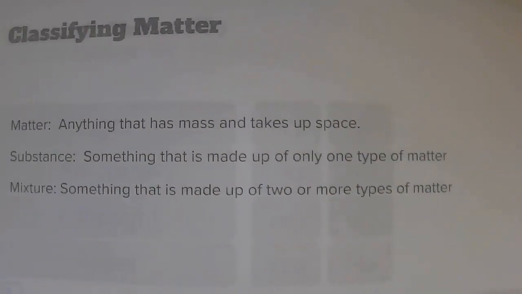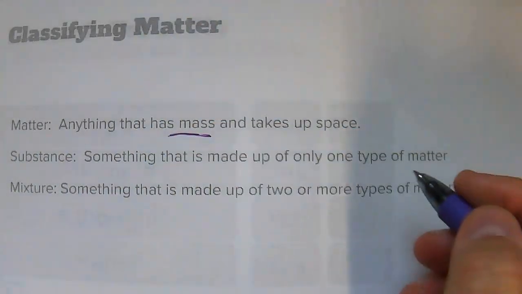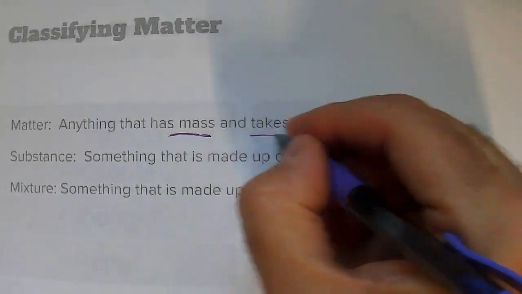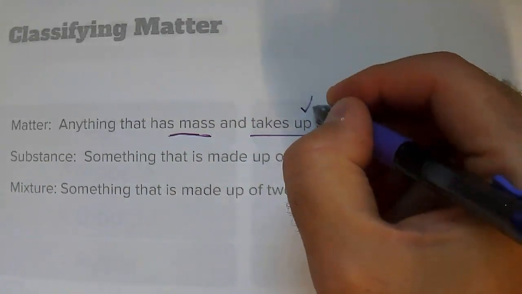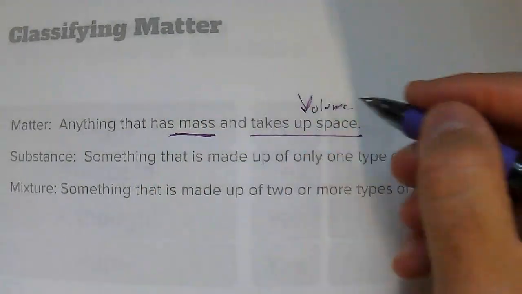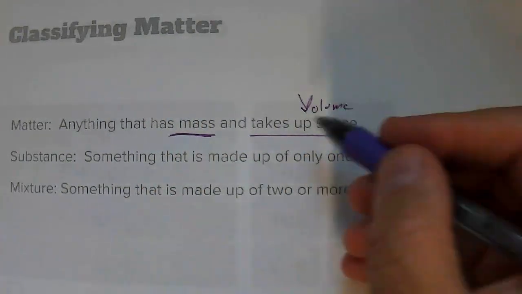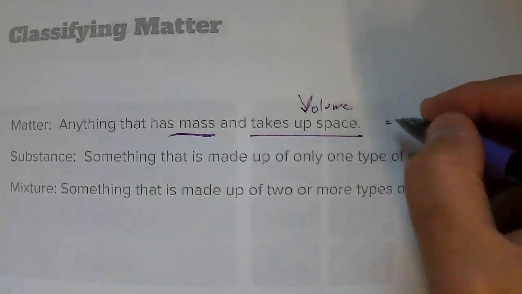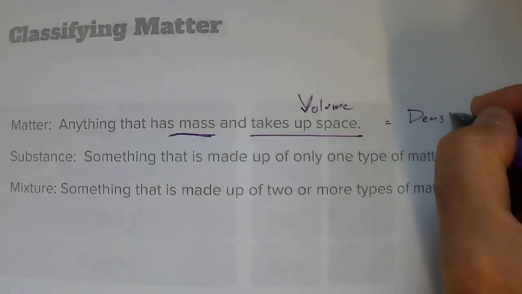If we're going to talk about how we classify matter, we should set up some ground rules for definitions. So make sure you have these definitions in your notebook. Matter is anything that has mass and takes up space. And if you notice, we have mass, and we have takes up space, which is volume. We just got done with a lab and some learning about mass and volume. And so that's anything that has density.